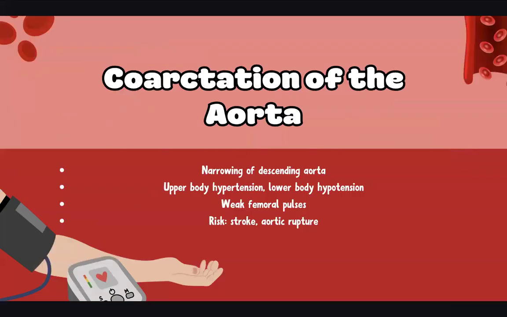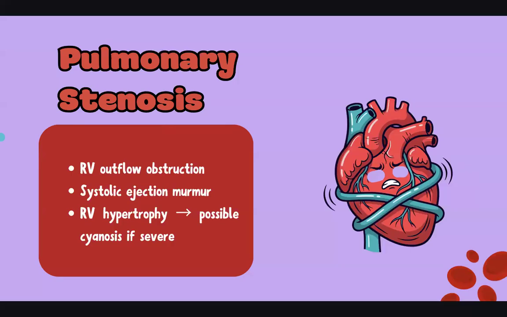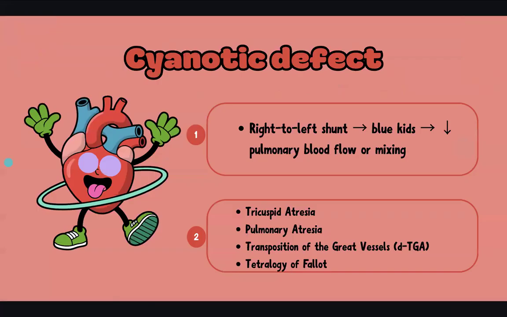So coarctation of the aorta, we're thinking the narrowing of the descending aorta specifically, and they'll have upper body hypertension, lower body hypotension. We'll talk about that in the next lecture, but they can have a risk for a stroke or aortic rupture. Pulmonary stenosis, we're looking at an obstruction of the right ventricular outflow. So they have an ejection murmur systolically, and in severe cases, they can end up with cyanosis.